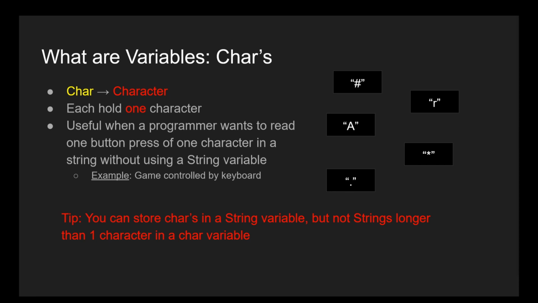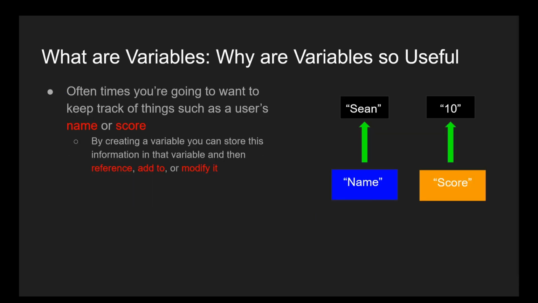Now, why are variables so useful? Well, being able to store information in a format that can be easily referenced later is essential for any good program. Oftentimes in code, you are going to want to keep track of things such as a username or score. And so by creating a variable called name or score, you can store this information in that variable and then reference it, add to it, or modify it.